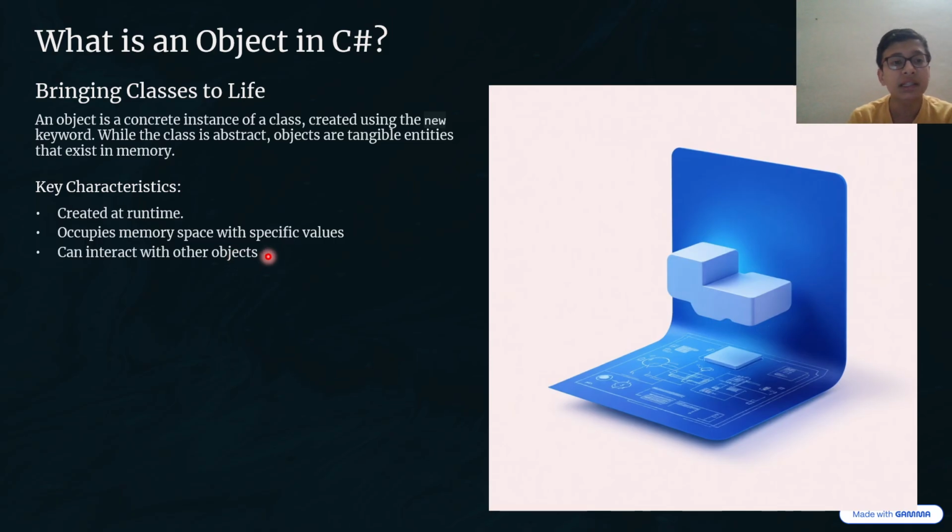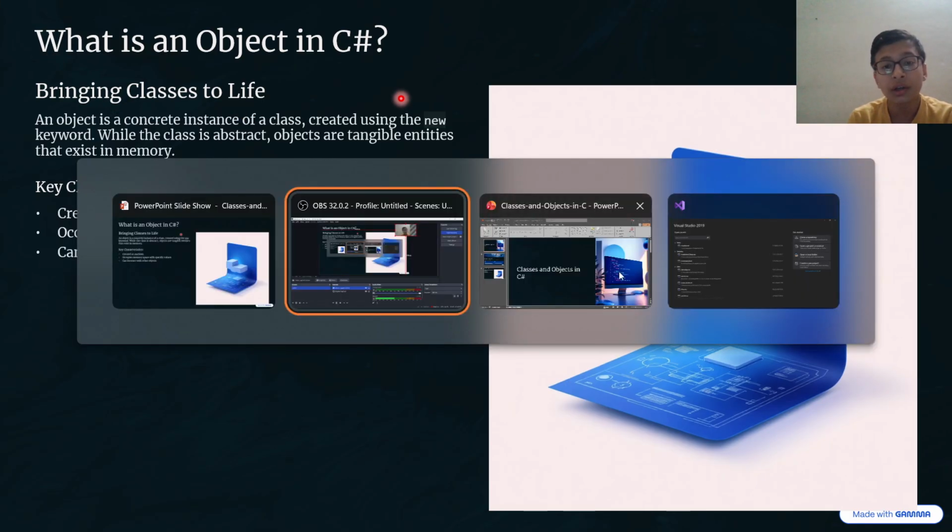So you should remember something about objects and classes. First, a class can have more than one object. An object is used to bring classes to life. So now let's implement this practically in Visual Studio.